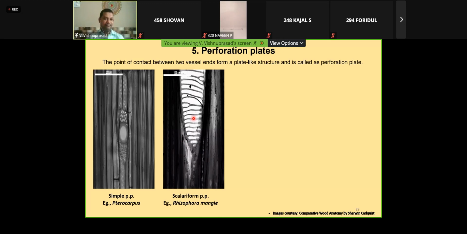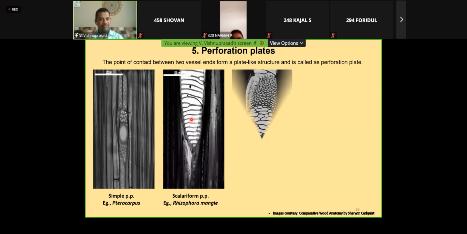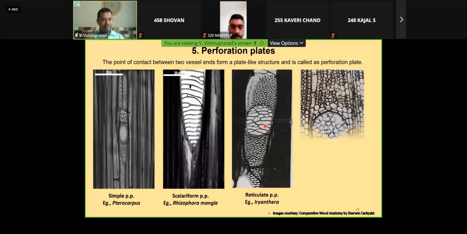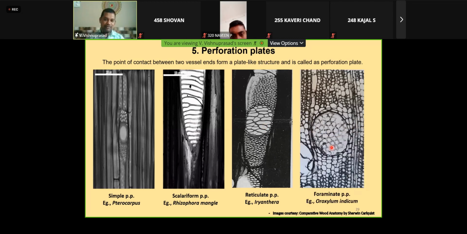Now in any given hardwood species, it is not necessary that it will have only one type of perforation plate. It might be possible that larger vessels will have simple perforation plates, and smaller vessels may have scalariform ones. So every species has its unique combination. But the type of the perforation plate for a given species will not change due to environmental reasons. That's why it is a very important diagnostic feature.